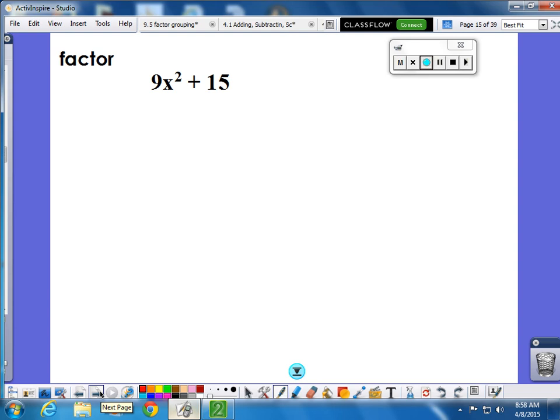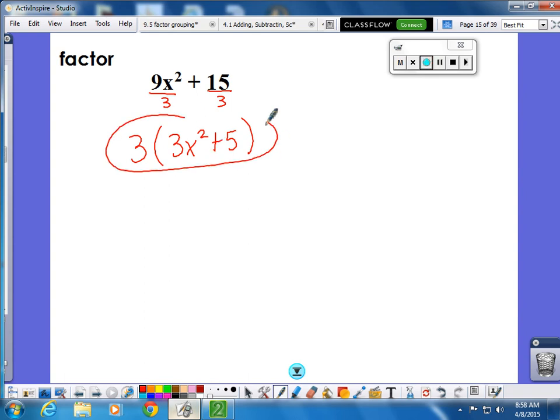Does this have a greatest common factor? Yes. Of what? 3. So let's factor it out. I would be left with 3x squared plus 5. Now, is this inside here the difference of two squares so I can keep going, or am I finished? Is that the difference of two squares? No. So I'm finished. If it were the difference of two squares, I would factor it again.